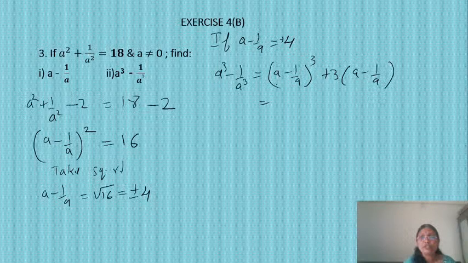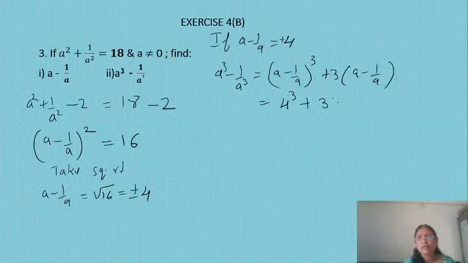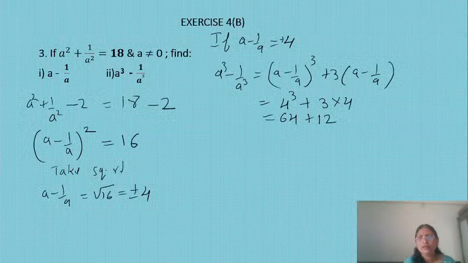Okay. Substitute the value of a minus 1 upon a as positive 4. 4 cube plus 3 multiplied by 4. 4 cube is 64. 3 multiplied by 4 is 12. And 64 plus 12 is 76. Correct? So we got the value 76.